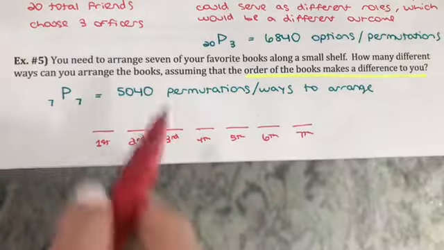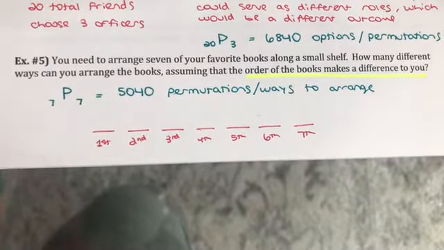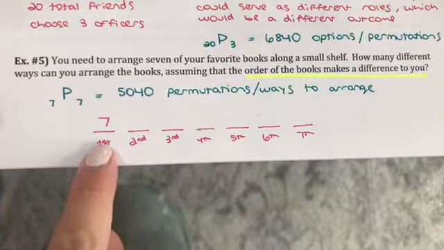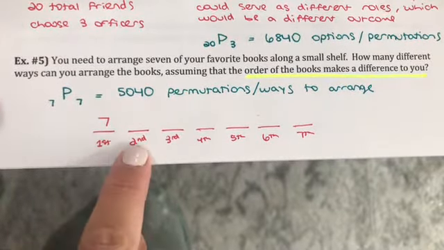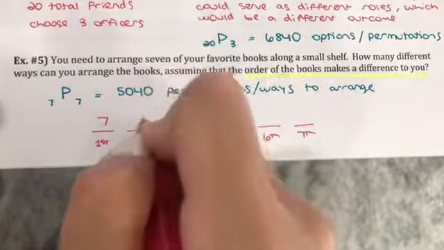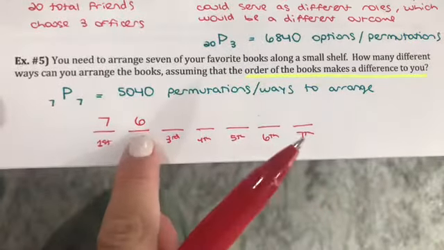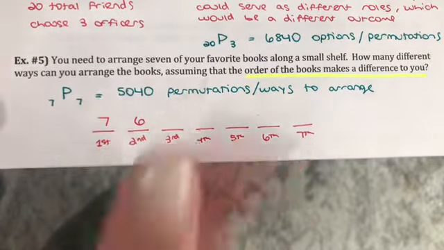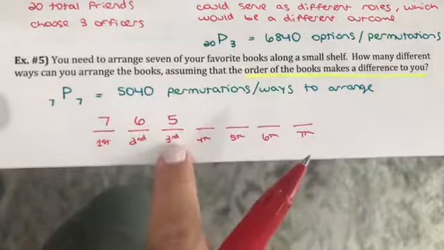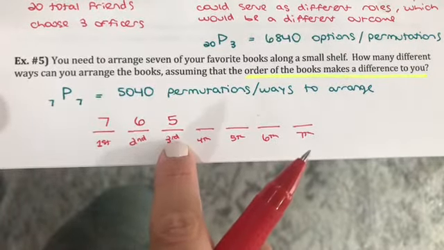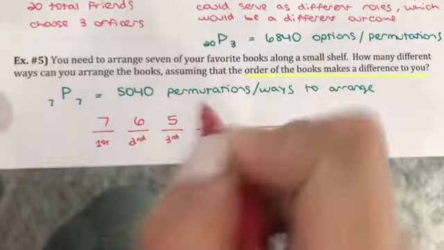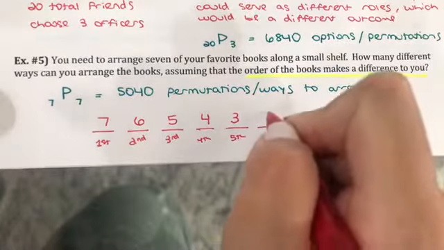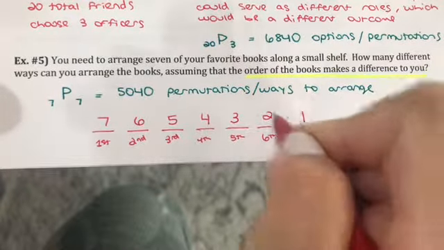All right, let's see if we can find another way besides the permutation formula. So there are 7 different options for the first book, right? Now, if I take a book and put it on the bookshelf, I only have 6 different options to put in the second space. Now I've put 2 books up on the shelf, I only have 5 options for that third space because there are 5 books left to choose from. There are 4 books left to choose from for the fourth space. Only 3 left over here, only 2 left, and only 1.